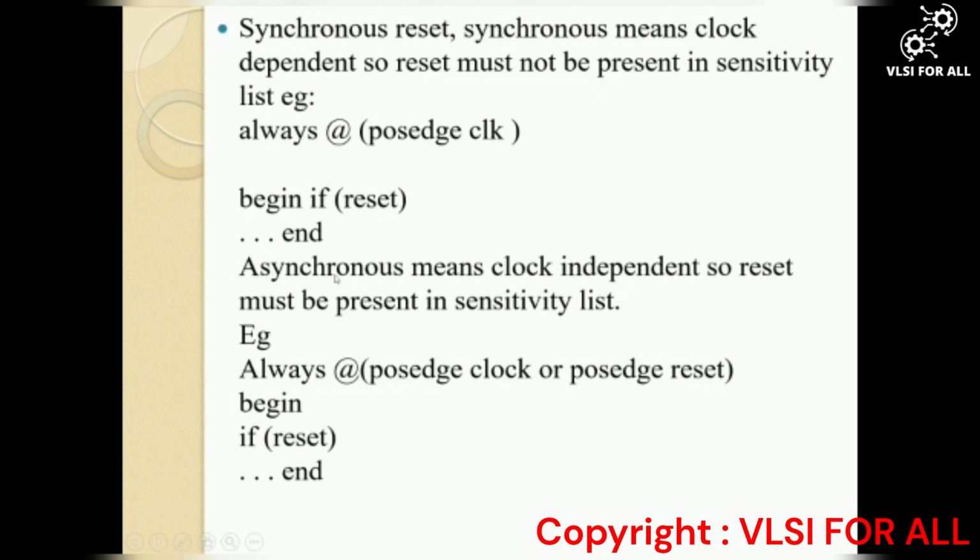According to the asynchronous, it means clock independent. So reset must be present in the sensitivity list. Here we took an example, this is the main function of a code. Always at the rate of posedge clock or posedge reset begin if reset, and we ended the function. Here, the posedge reset is mandatory because it is asynchronous. Due to no common clock, there will be a mismatch. So at the time of the mismatch, we have to reset the overall circuit. So we use the posedge reset here.